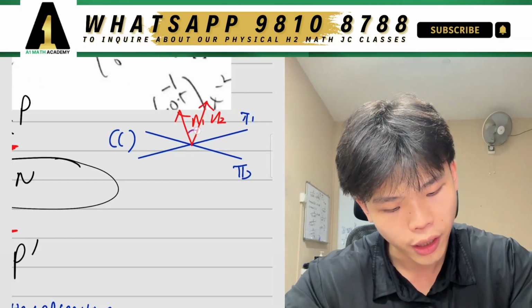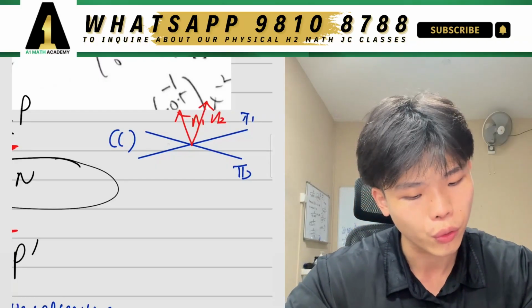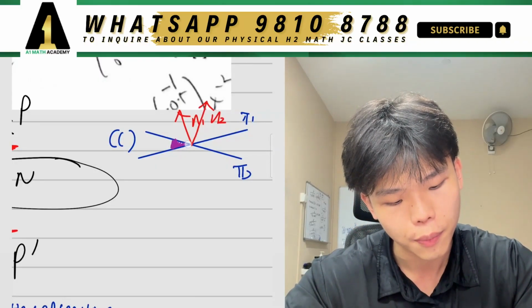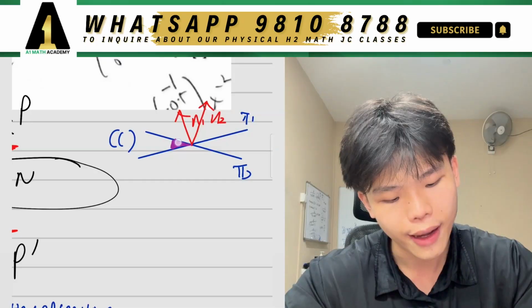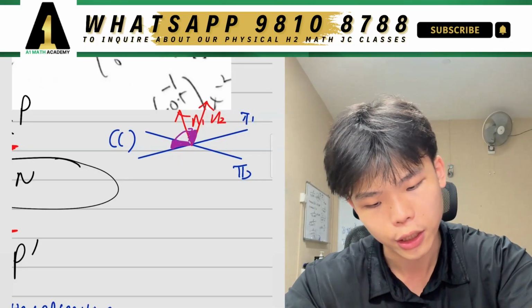And we essentially want to find out what is this angle over here, which is the angle between them. Essentially what we want to find is the angle between the two planes. Now, the angle over here is actually the same as the angle over here, right? And I'm going to illustrate to you why.